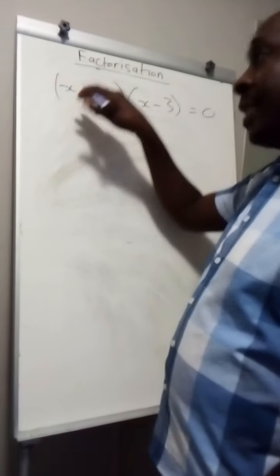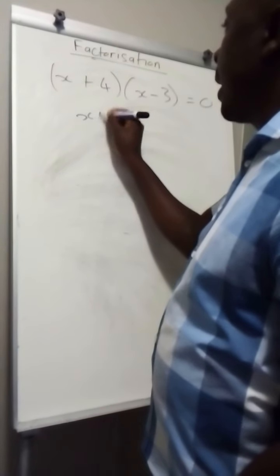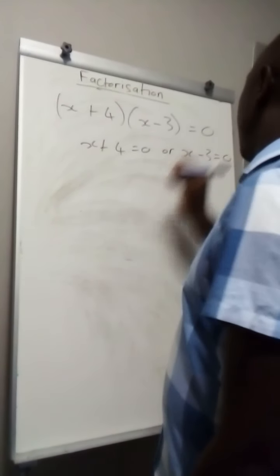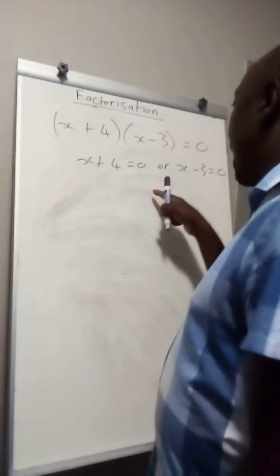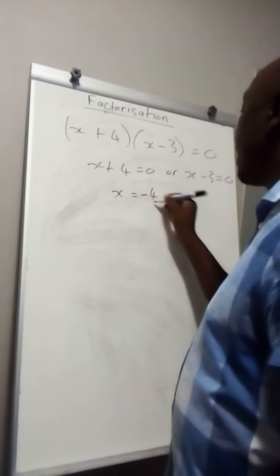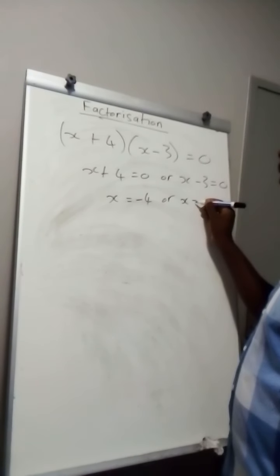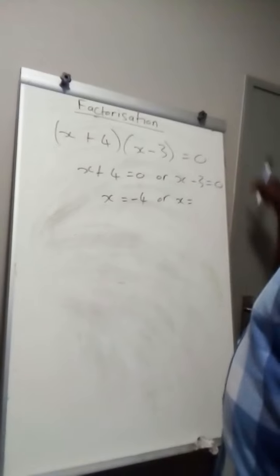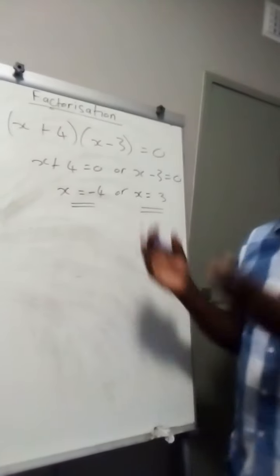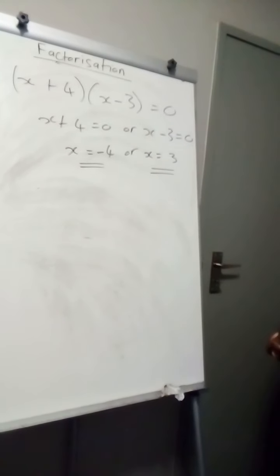Now in this case, either this is equal to 0 or this is equal to 0. So we are left with x plus 4 is equal to 0, or x minus 3 is equal to 0. Taking 4 to the other side, it becomes negative, so x is equal to minus 4. Or x minus 3 is equal to 0, and 3 becomes positive, so x is equal to 3. So these are the two solutions we can get from that quadratic.